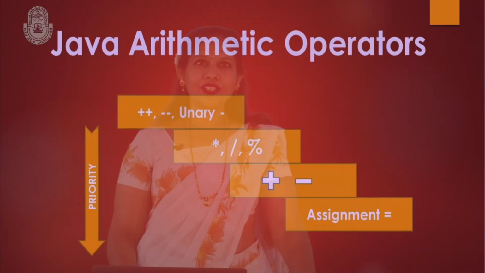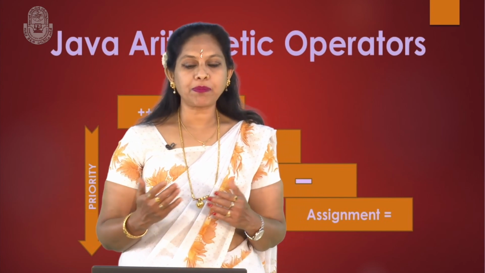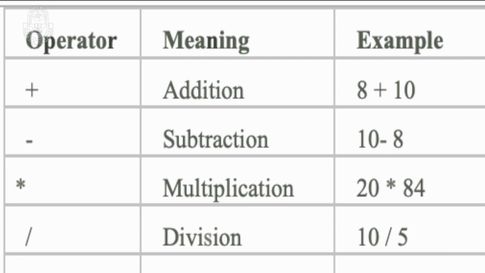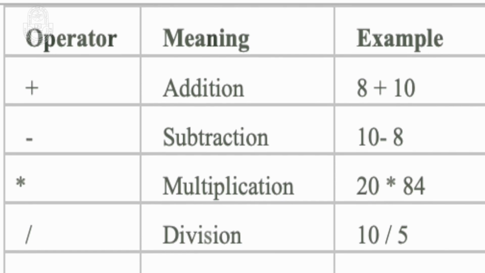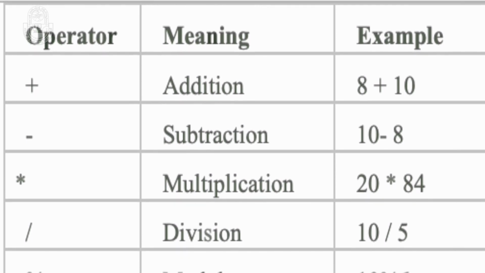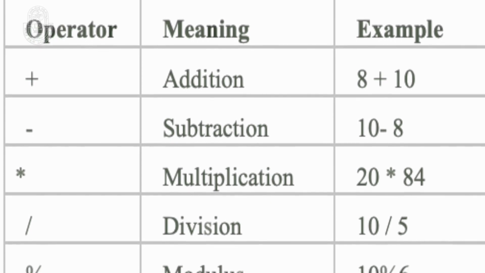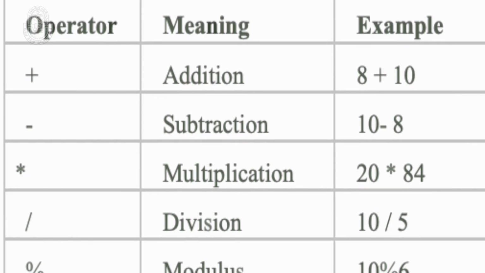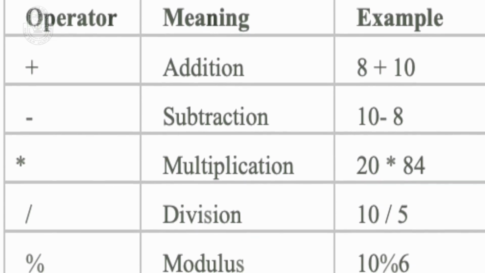Arithmetic operators. Java has 5 basic arithmetic operators. Each of these operators takes 2 operands, one on either side of the operator. The list of arithmetic operators is given below in the table. Operator is plus, meaning addition. Example is 8 plus 10. Operator is minus, meaning subtraction. Example is 10 minus 8. Operator is asterisk symbol, meaning multiplication. Example 20 asterisk 84.